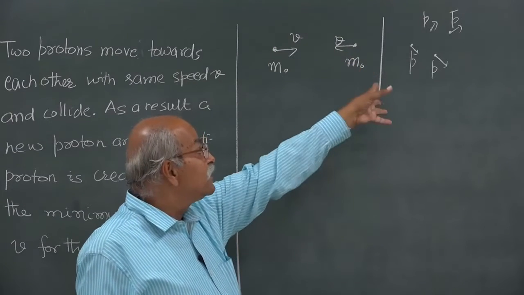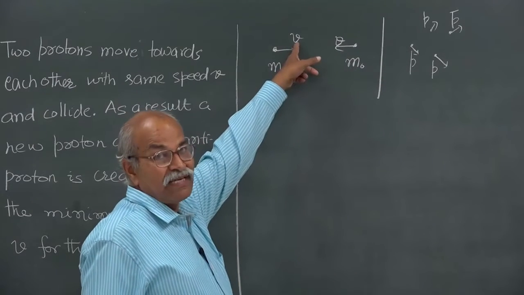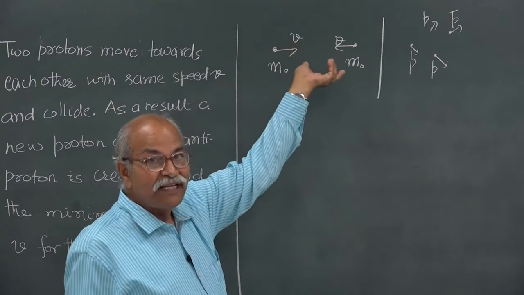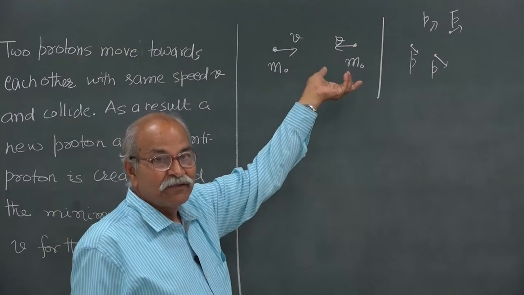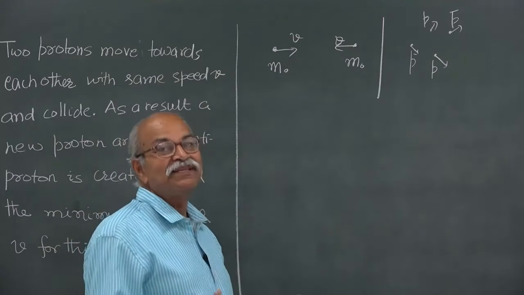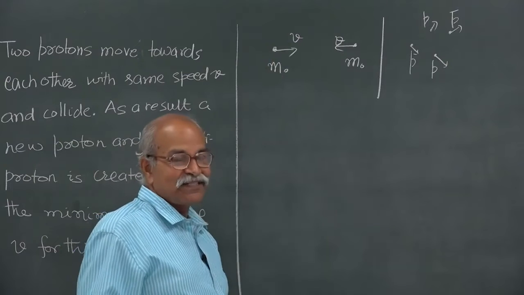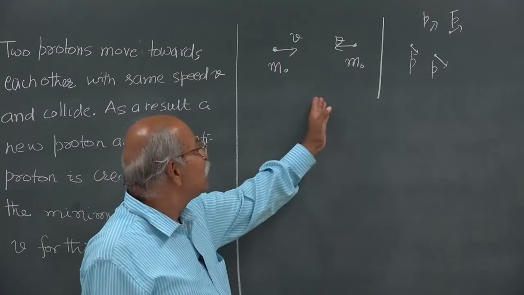Now, to create these 2 new particles, you need some minimum value of this V, and that minimum value has to be obtained. It is a very regular kind of experiment. The 2 proton beams are colliding with each other, and new particles are being created and studied in our LHC, and before that many more accelerators have done these kinds of reactions. So, what is the minimum value of this V?